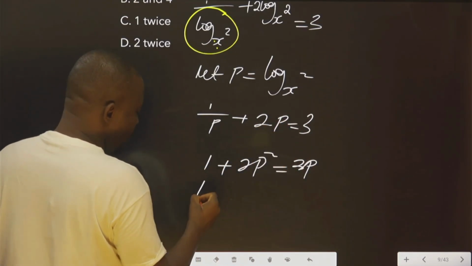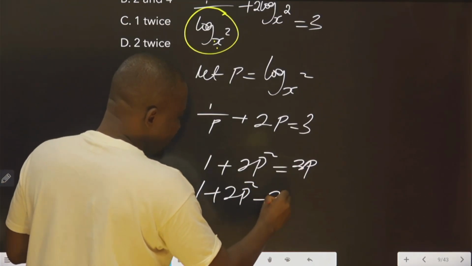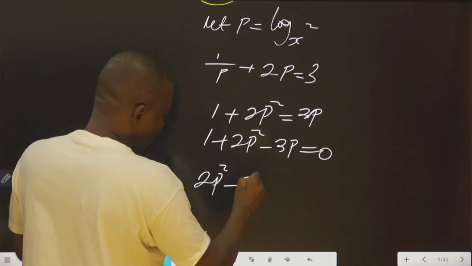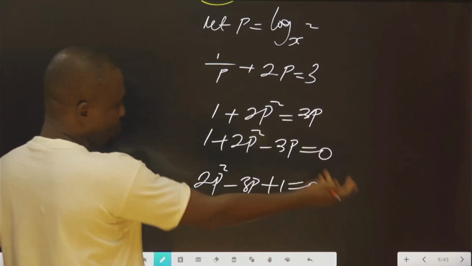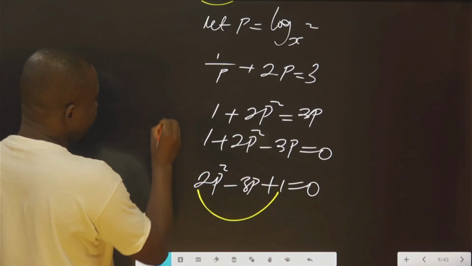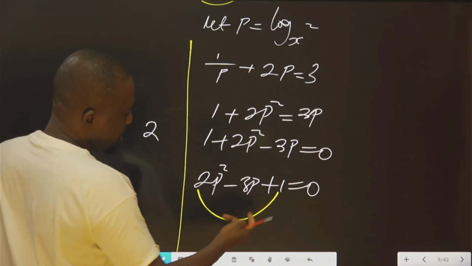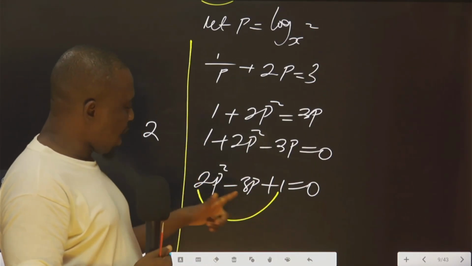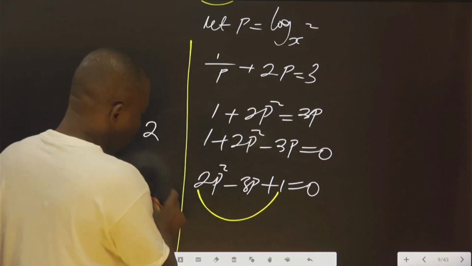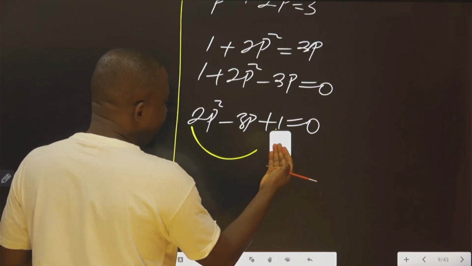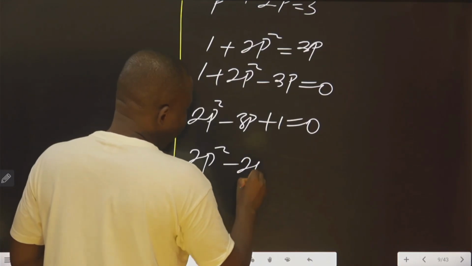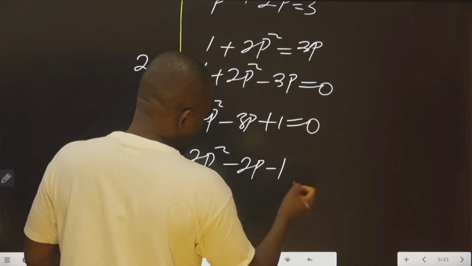We move this to this side to have 1 plus 2p squared minus 3p equals to 0. You rearrange to have 2p squared minus 3p plus 1 equals to 0. Now we have a quadratic equation. We multiply this to have 2, okay? What do we do to have 2? And if we add them, we have minus 3. That is minus 2 multiplied by minus 1. So we come here now to say minus 2 multiplied by minus 1. Minus 2p multiplied by minus 1p. Or we just put the p.